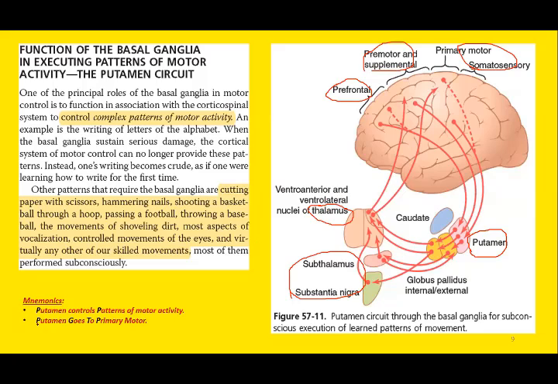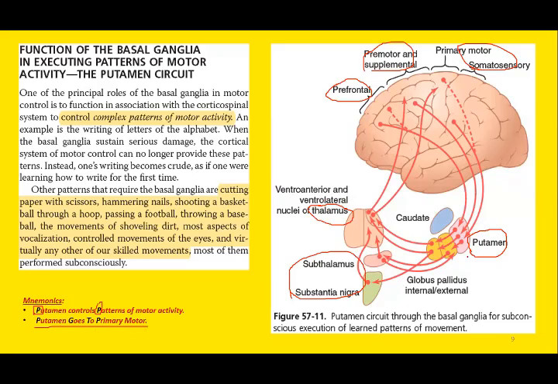So remember the mnemonic. Putamen controls the patterns of motor activity, right? So all these complex patterns of motor activities are controlled by the putamen. For example, cutting a paper with scissors, passing a football, throwing a basketball, all these movements are controlled by putamen. And the other mnemonic is putamen goes to primary motor cortex.